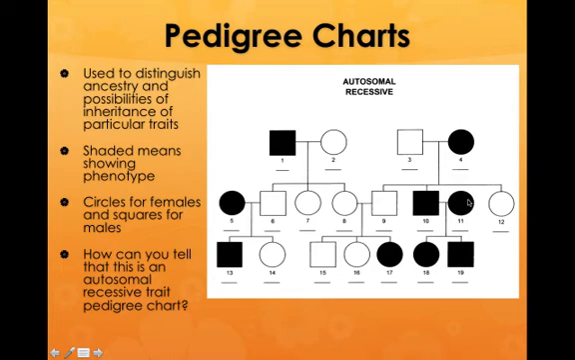Usually, if a person is a carrier, which means a person has the allele but is not showing the phenotype, oftentimes you'll see a half-shaded portion for people that are carriers. We'll talk about more pedigree charts.